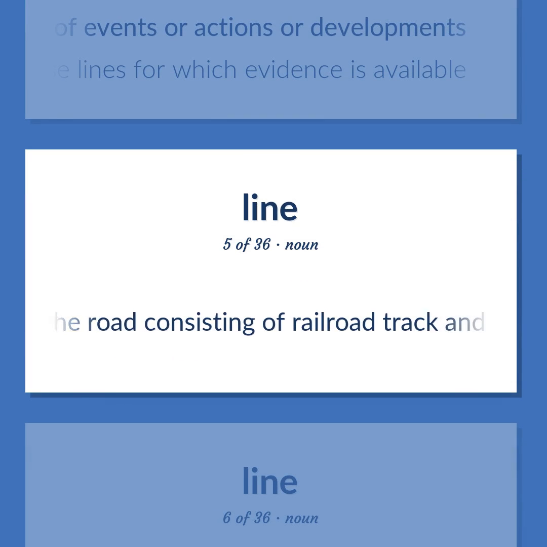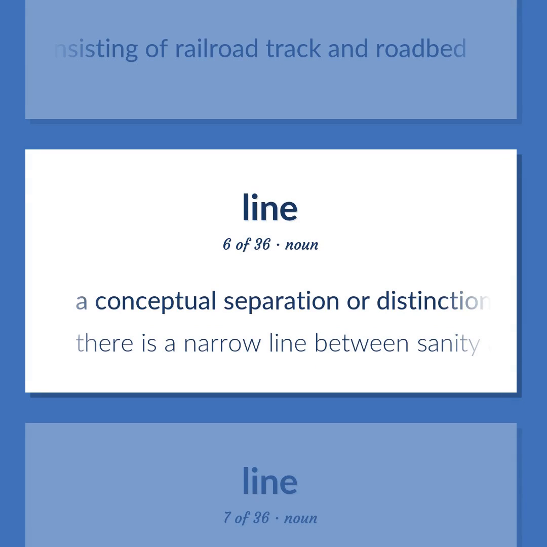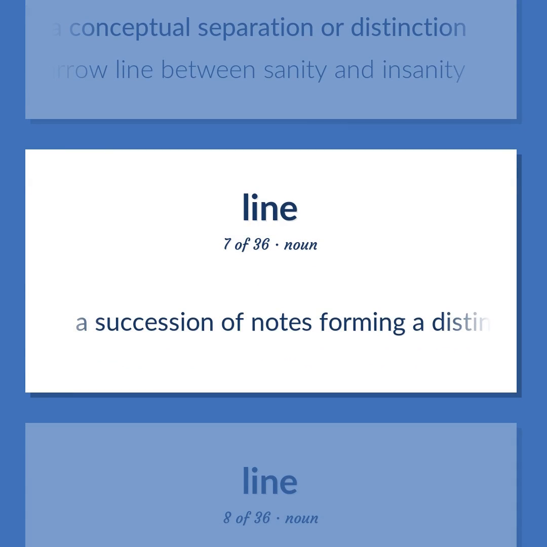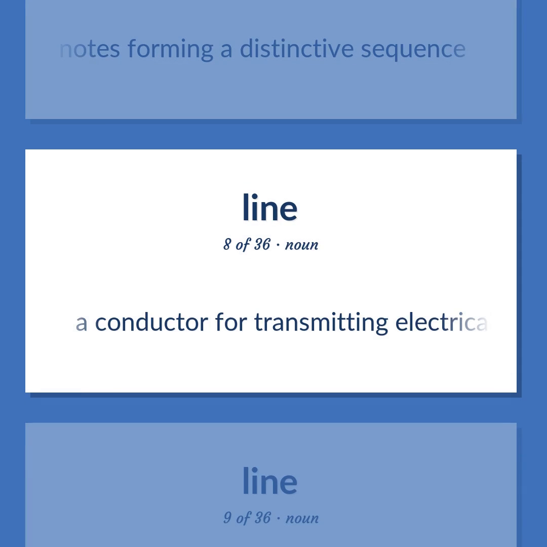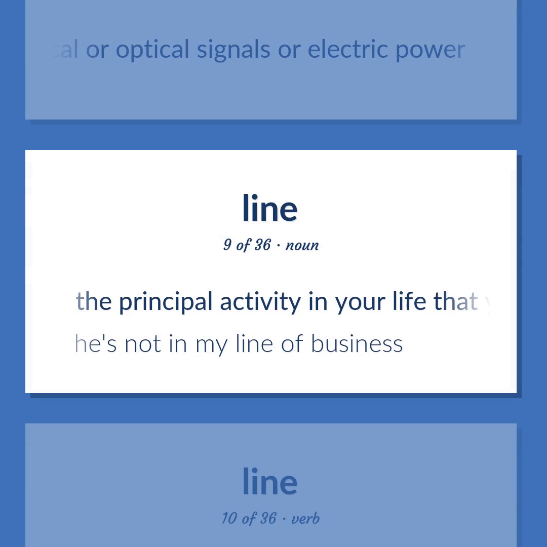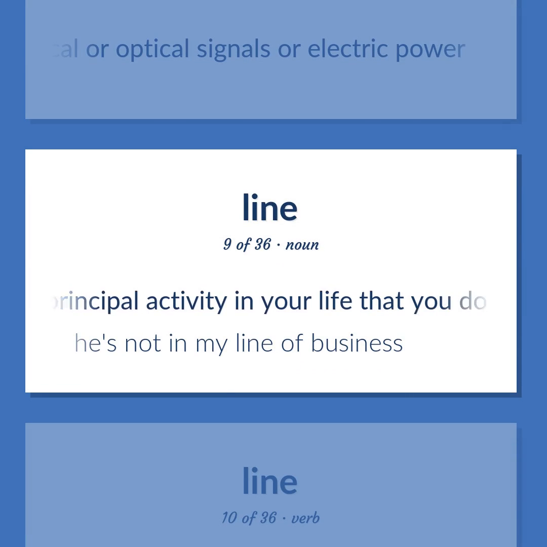The road consisting of railroad track and roadbed. A conceptual separation or distinction. There is a narrow line between sanity and insanity. A succession of notes forming a distinctive sequence. A conductor for transmitting electrical or optical signals or electric power. The principal activity in your life that you do to earn money. He's not in my line of business.